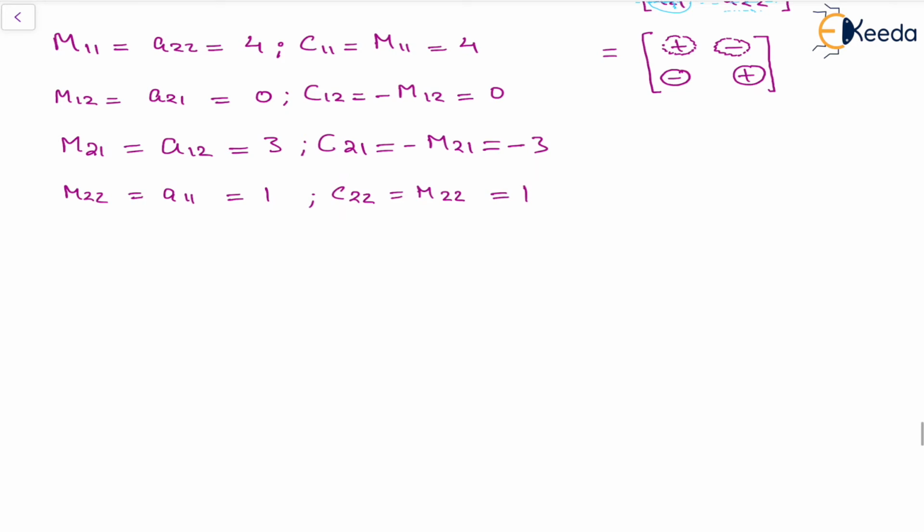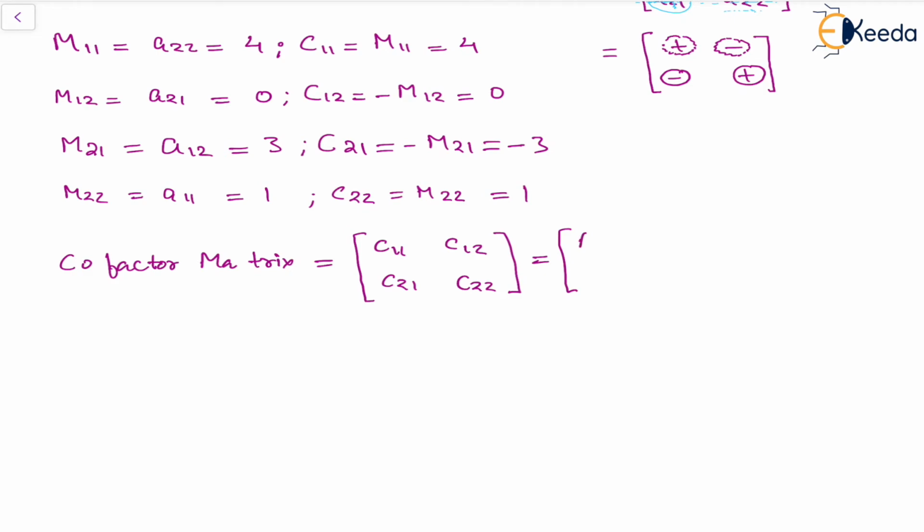Therefore, finding the cofactor matrix, which is C11, C12, C21, C22. This may sometimes be written as A11, A12, A21 and A22. So as we have already found the cofactors, this is going to be 4, 0, negative 3 and 1.